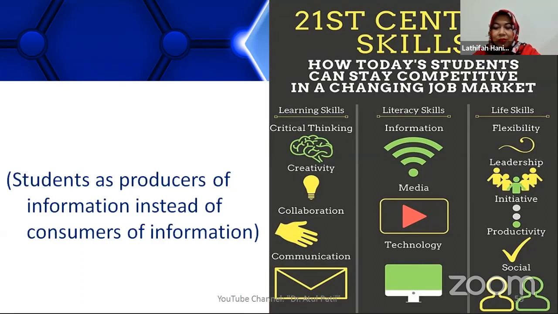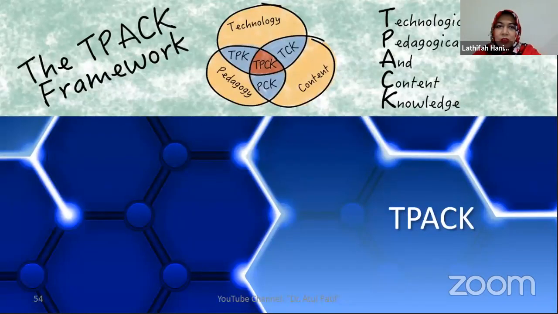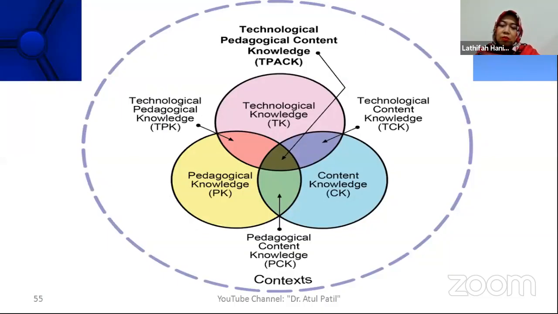We should also focus on 21st century skills like critical thinking, creativity, collaboration, communication, literacy skills, and so on, so that students become producers of information instead of only receivers of information. Now, there is a very famous approach called TPACK, that is technological, pedagogical, and content knowledge. So, as language teachers, we should focus on this.